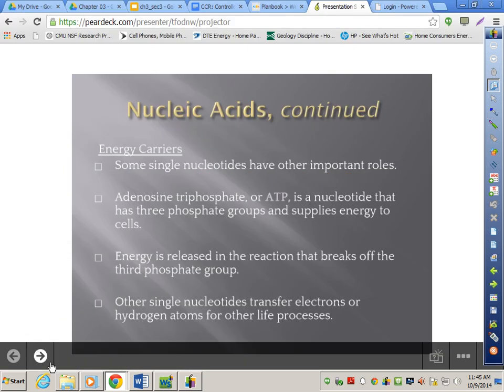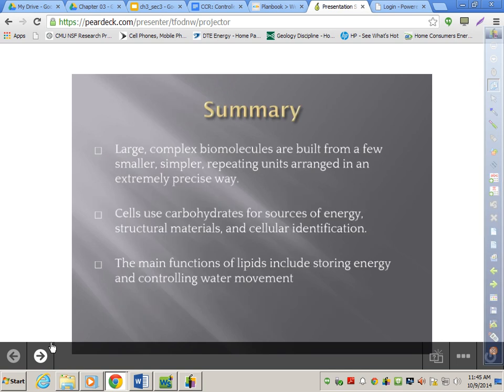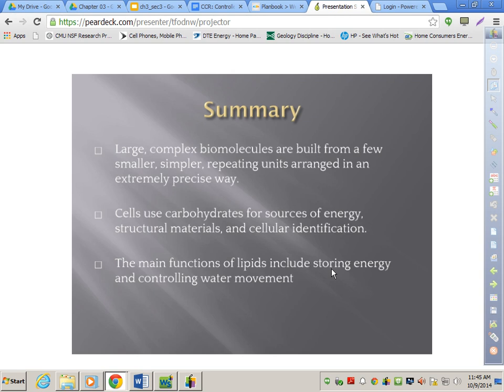All right, quick summary. We talked about large, complex biomolecules that are built from a few smaller, simpler repeating units arranged in extremely precise ways. We start off with monomers, then we build polymers. Cells use carbohydrates for sources of energy, structural materials, and cellular identification. We talked about the monomers being monosaccharides, then 2 disaccharides, then our polymers are our polysaccharides. And the main functions of lipids, those are those steroids, those fats, those waxes, phospholipids. They're involved in storing energy and controlling water movement. The monomers of lipids are fatty acids.